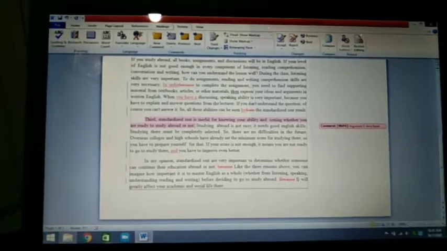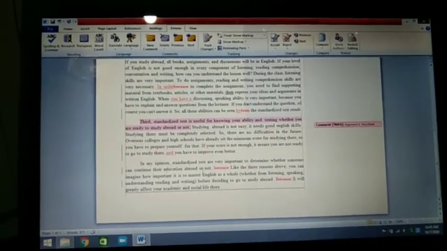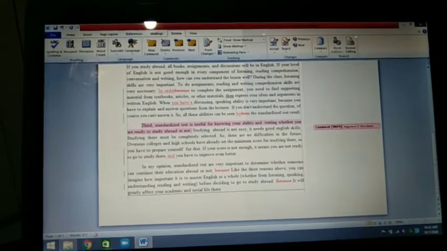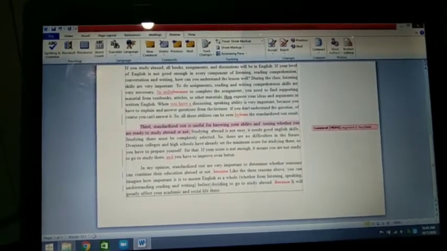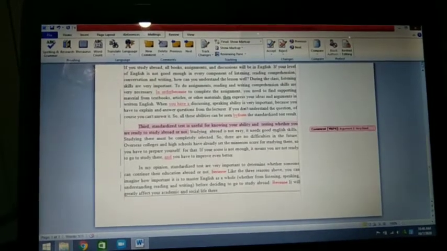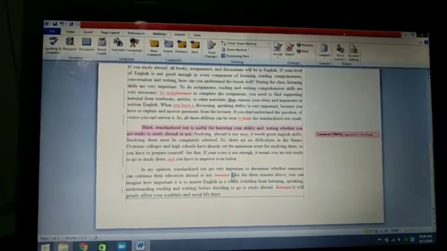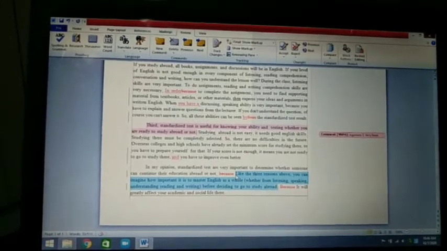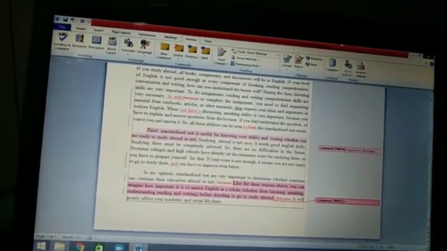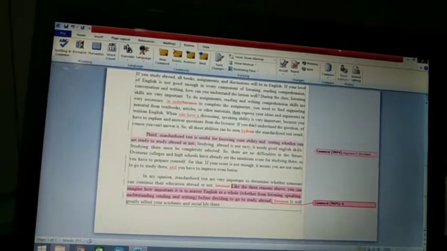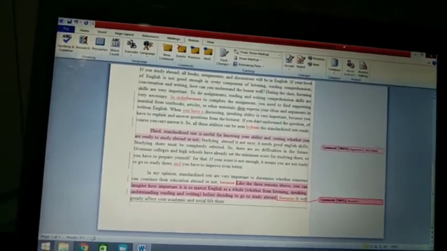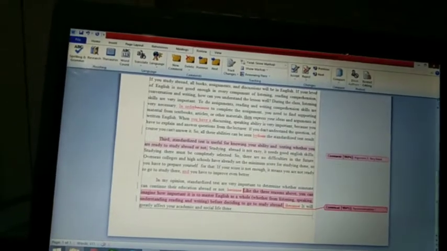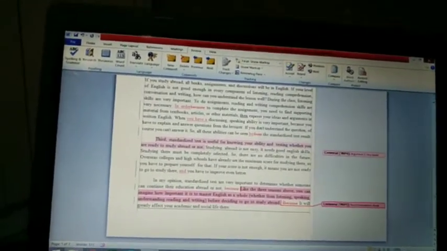Okay, so the recommendation is, in my opinion, I need to read it again. Okay, so the recommendation is the sentence. Recommendation. Good. Not bad. Okay.